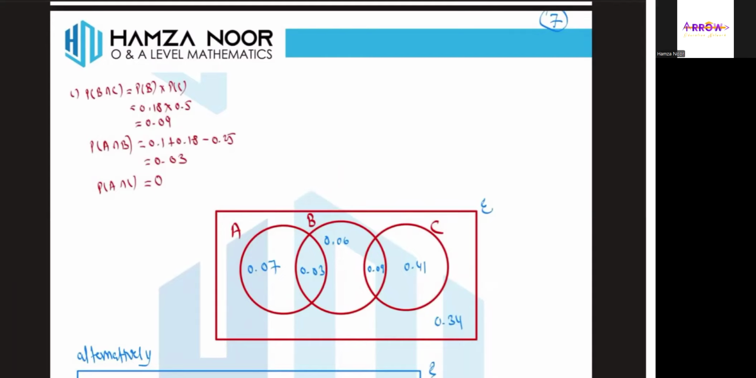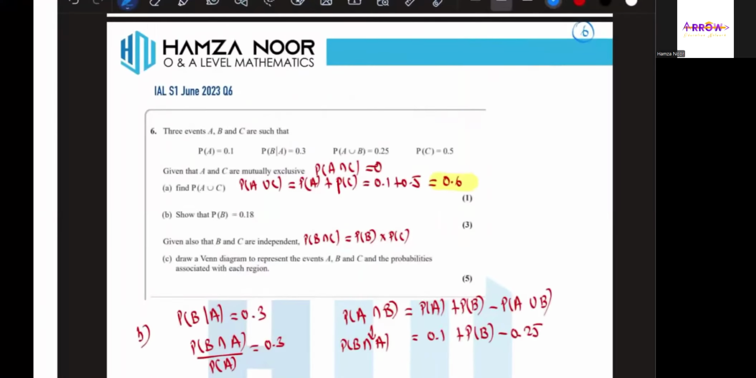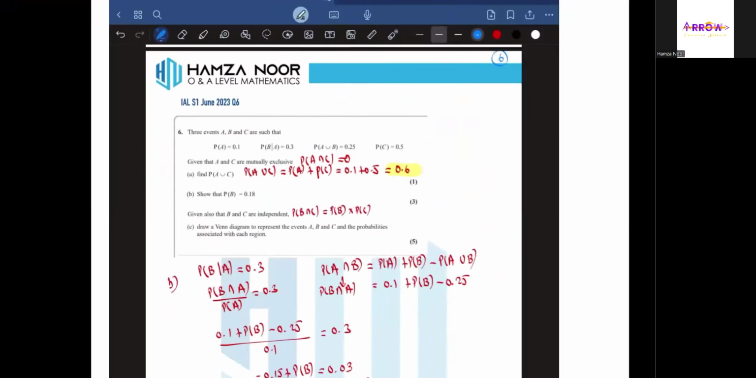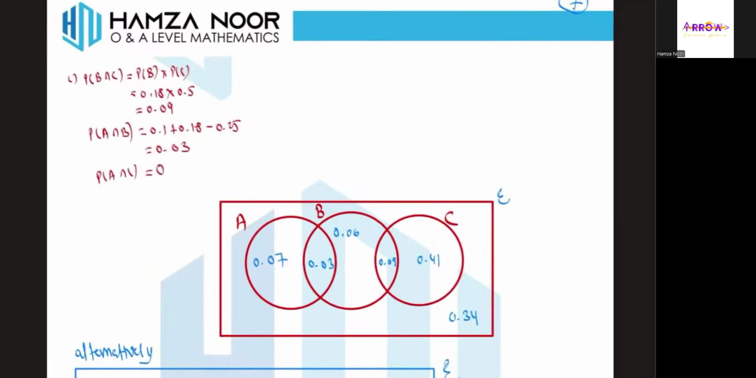So first thing first, start with the overlapping regions. So B intersection C over here, and then A intersection B over here. Okay, the fact is that the probability of event A is 0.1. So only A, which is not having any overlap with B, would be 0.1 minus 0.03. So this is supposed to be 0.07.